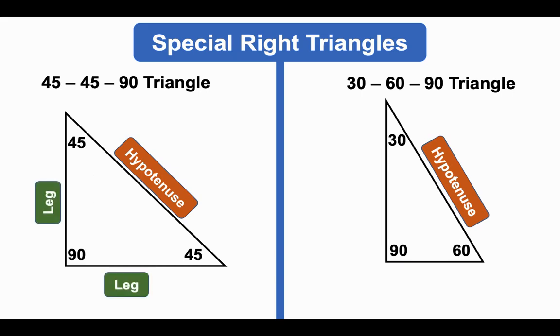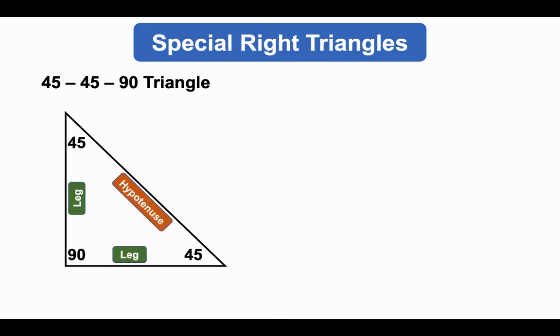Now, if you notice on a 45, 45, 90 triangle, the legs are exactly the same size. That's the result of these two angles being the same size. While on the 30, 60, 90 triangle, you have two different size legs. One is called the long leg, and the other we usually call the short leg. The short leg's across from the 30-degree angle, the long leg's across from the 60-degree angle. All right, so let's focus in on the 45, 45, 90 first.